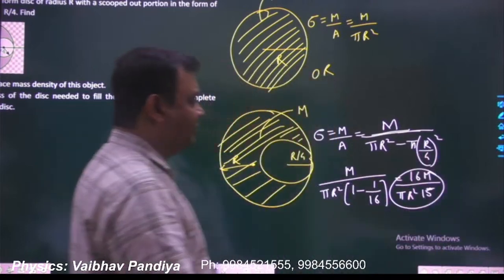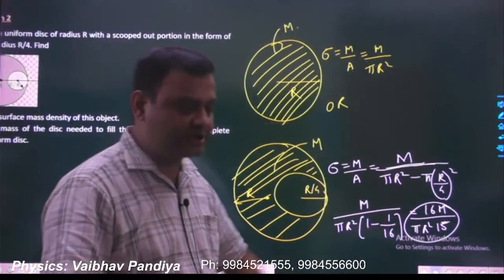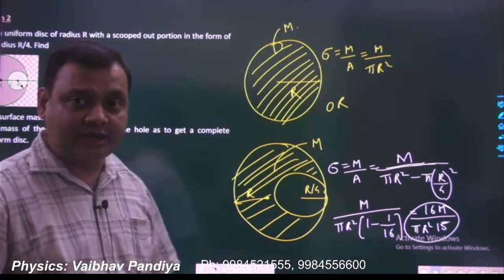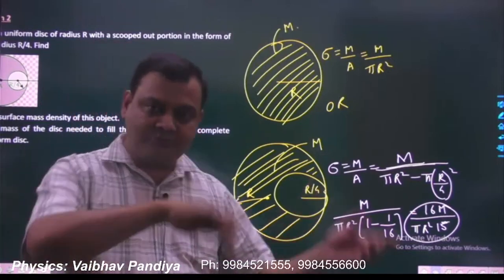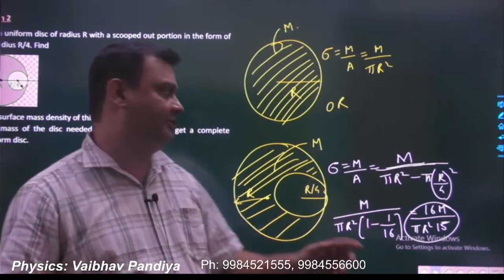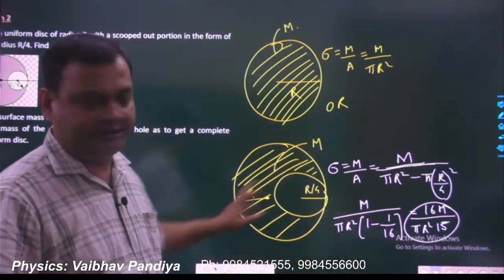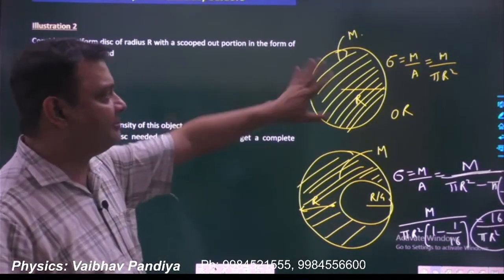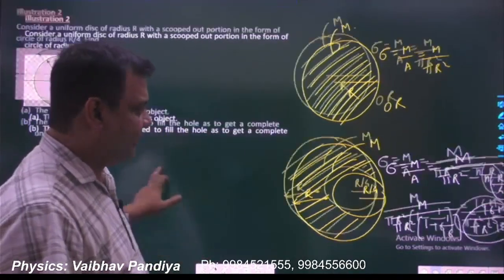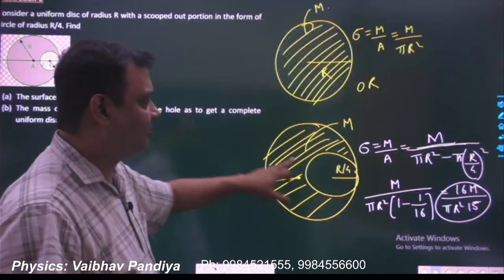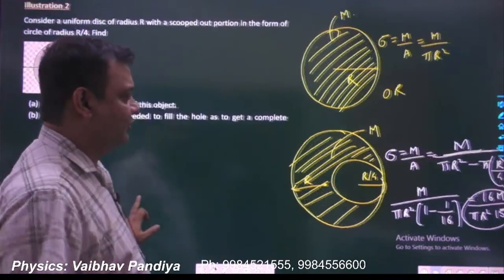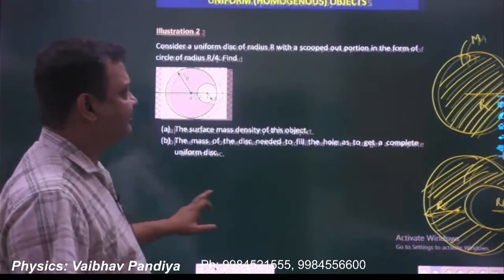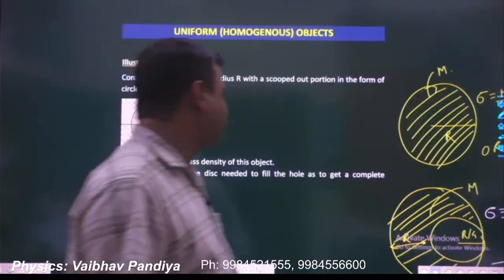Okay. So how you decide sigma at the very first place, it depends on what information is given, which object is associated with the given mass. I guess it is clear to all of you. Simply don't think every time that sigma will be m by pi r square. Had something been given like this in the problem, then you have to apply this approach. So in such cases, for finding the sigma, you have to see for which object a mass is given.